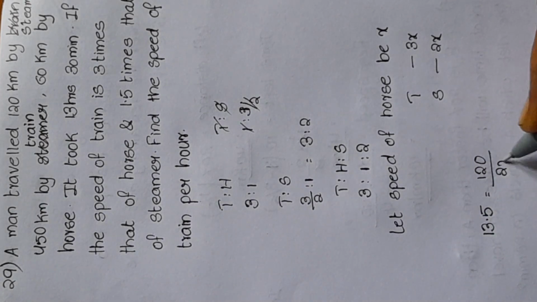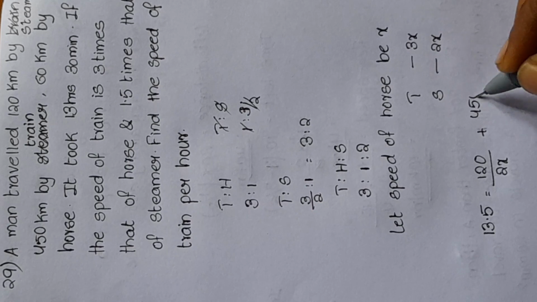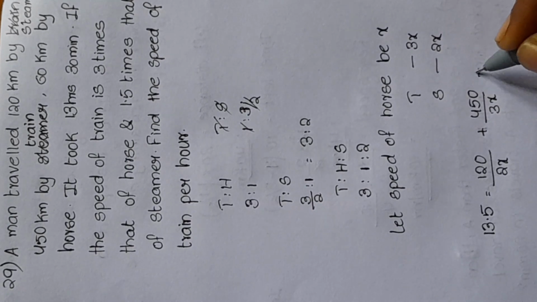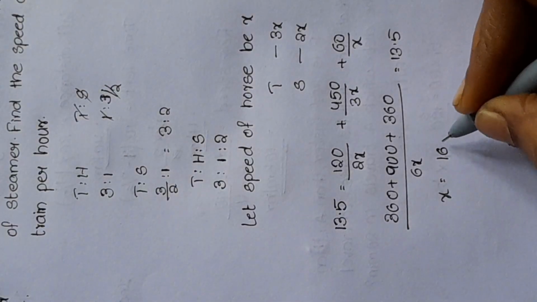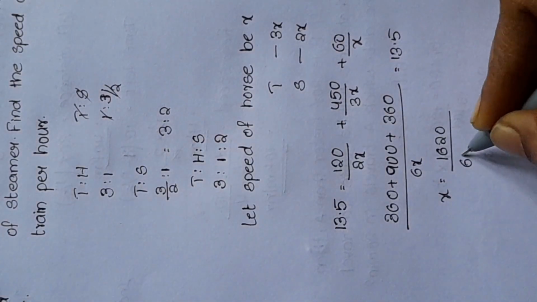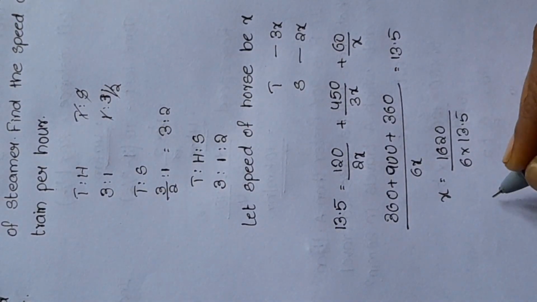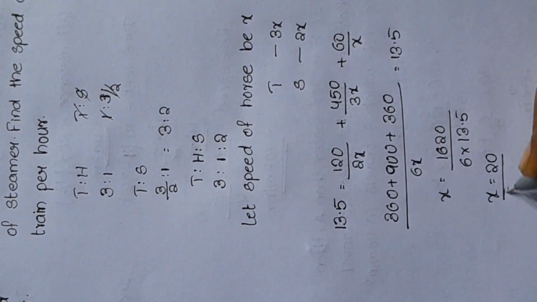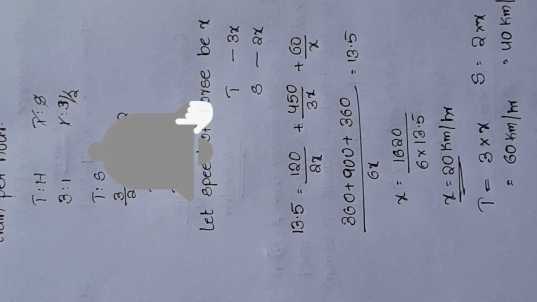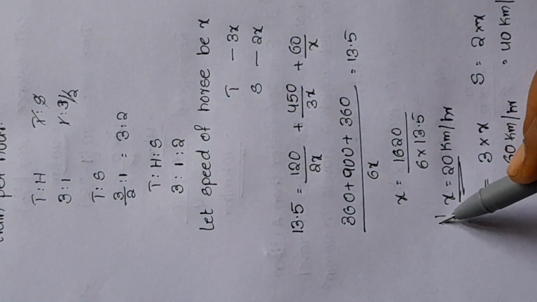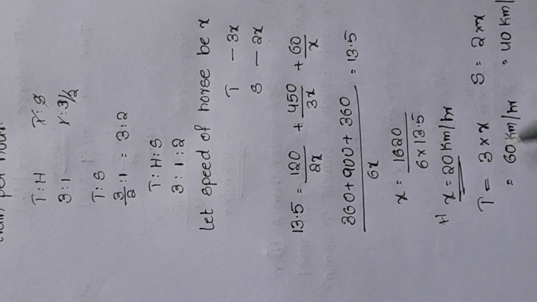120 kilometers by 2x is the speed, plus 450 kilometers by 3x, plus 60 kilometers by x is the speed of the horse. From this we get x is equal to 1620 by 6 into 13.5. On cancellation we get x is equal to 20. That is the speed of the horse is 20 km per hour. For train it is 3x, 3 into 20 is 60 km per hour. And for the steamer 2x, 2 into 20 is 40 km per hour.